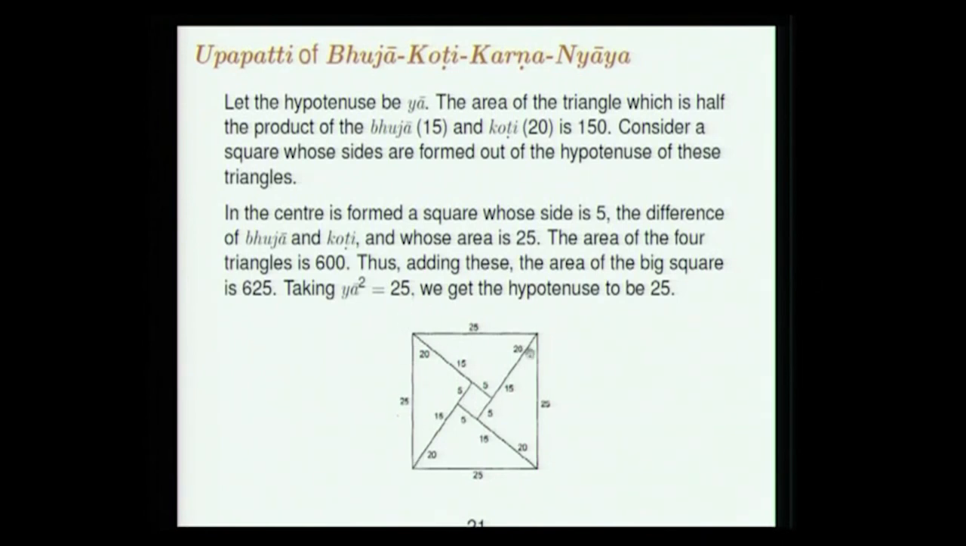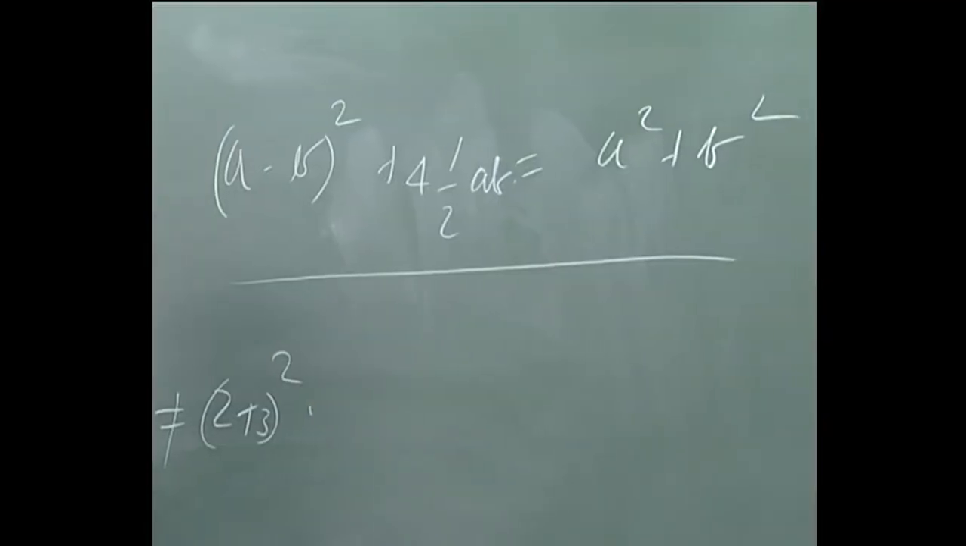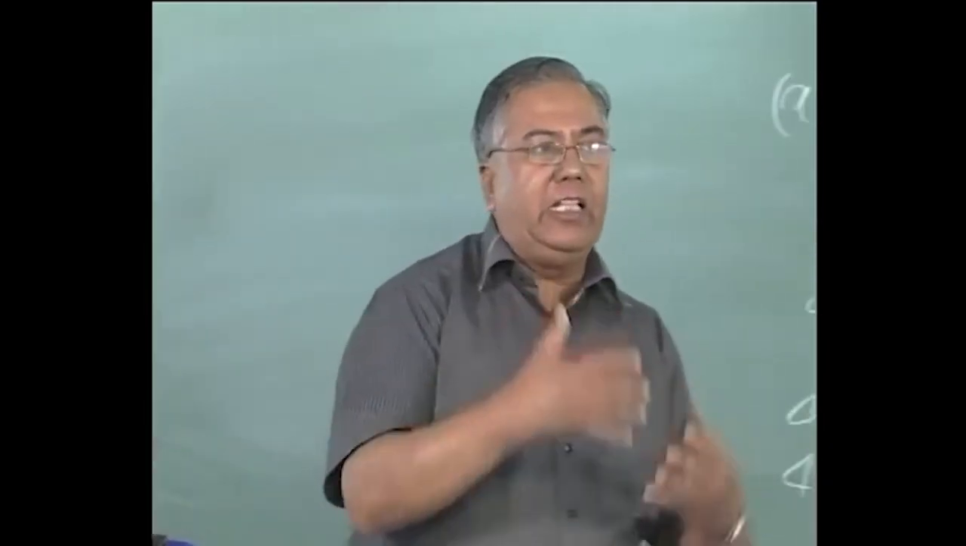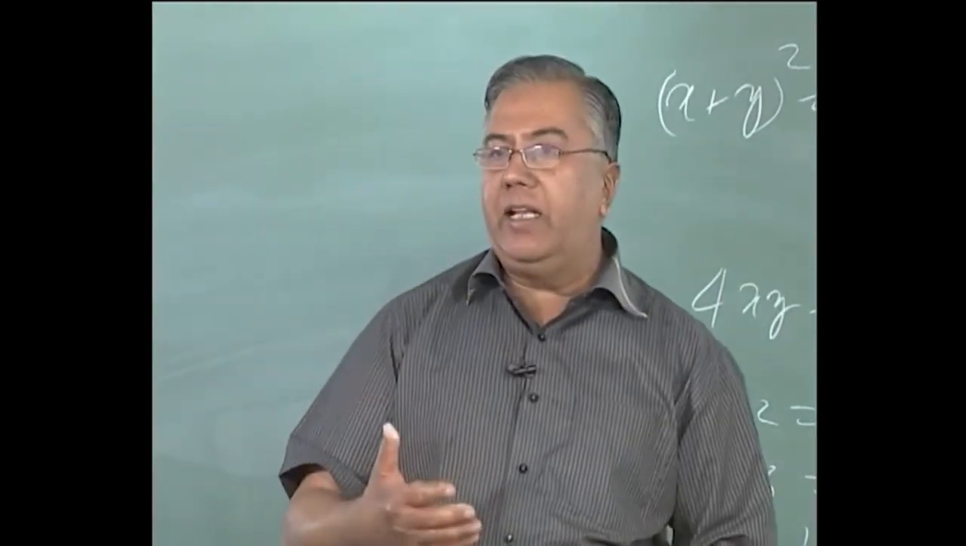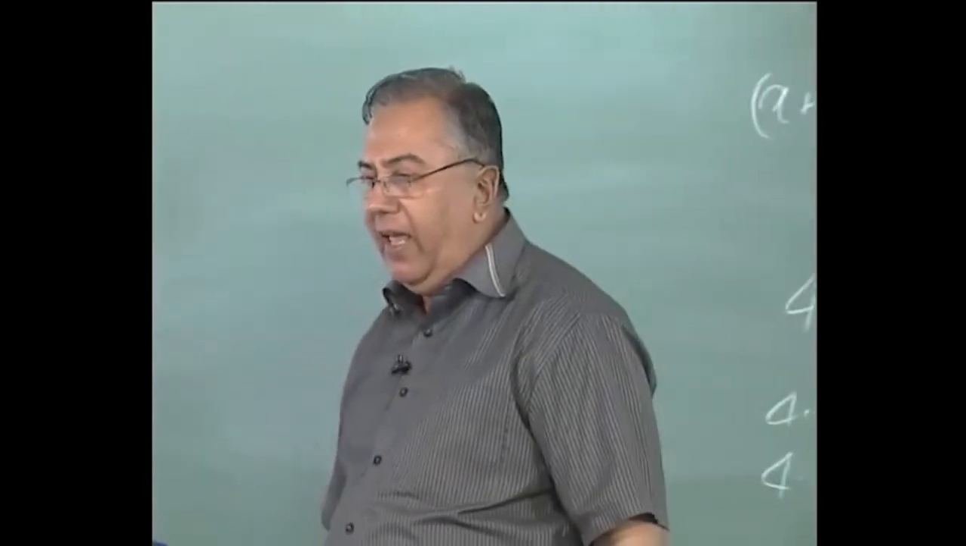Therefore, this larger square is actually equal to a squared plus b squared. So the hypotenuse squared is equal to the sum of the bhuja square and koti square. It is called algebraic because this algebraic identity is employed in proving this. So from the Shulbha Sutra times, algebra and geometry have been closely intertwined. In discovering an algebraic result and even in expressing an algebraic result, a geometrical result, algebra is employed in a very crucial way, and geometrical arguments are also made to discover algebraic identities.